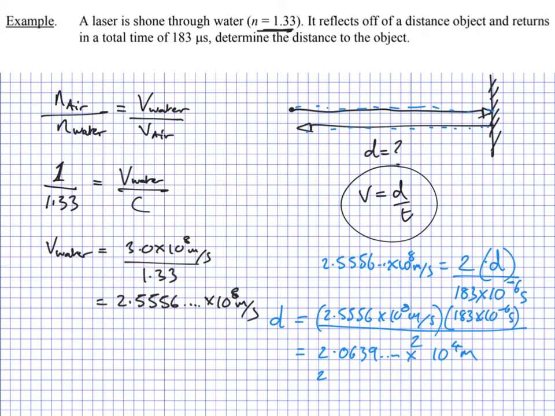Okay, just checking my significant digits. Oh, actually, I should have checked that first. Let's see, I've got 3 here and 3 here. So yeah, I should have put that to 3 significant digits. So I would actually say 2.06. Oops, made another mistake. I'm going to say 20.6 kilometers. There we go. That's better.